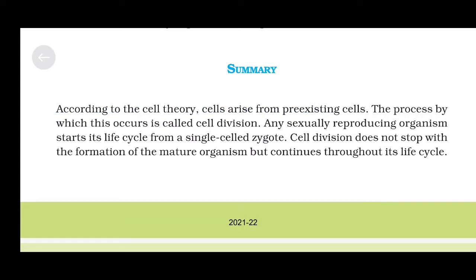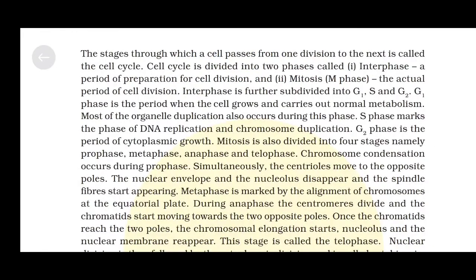Summary. According to the cell theory, cells arise from pre-existing cells. The process by which this occurs is called cell division. Any sexually reproducing organism starts its life cycle from a single-celled zygote. Cell division does not stop with the formation of a mature organism, but continues throughout its life cycle. The stages through which a cell passes from one division to the next is called the cell cycle.